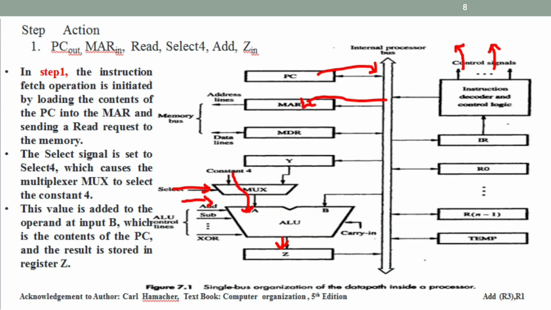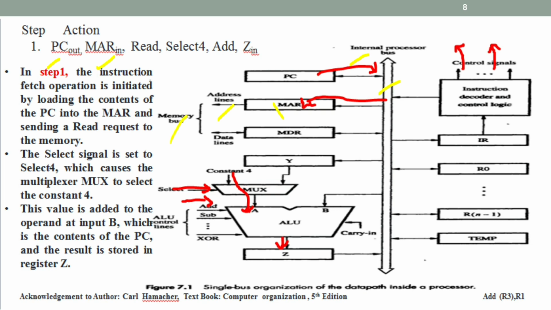In that, the first control signal is PC out. It means the program counter will output its content, the address of the memory location, the first instruction address stored in PC, onto the internal processor bus. This is because of the PC out control signal. Next we have MAR in, so the memory address register takes this into it. Whatever address of the present instruction was coming will be loaded into the MAR register. Hence it will be available on the address lines of the external memory bus.